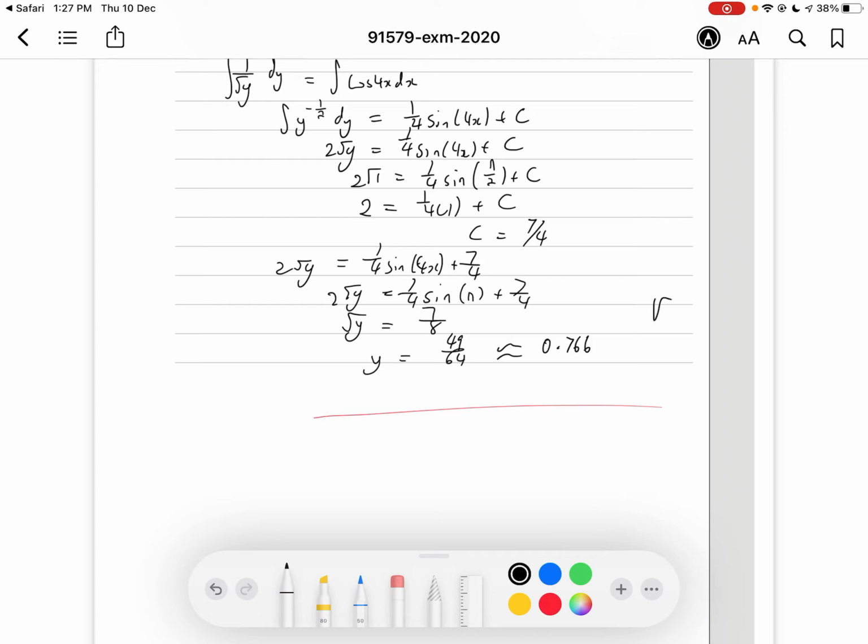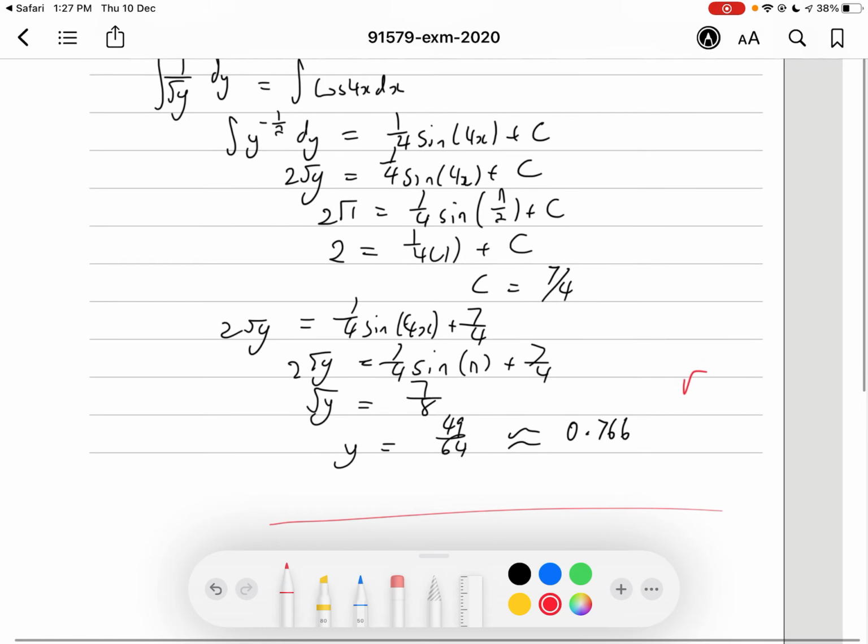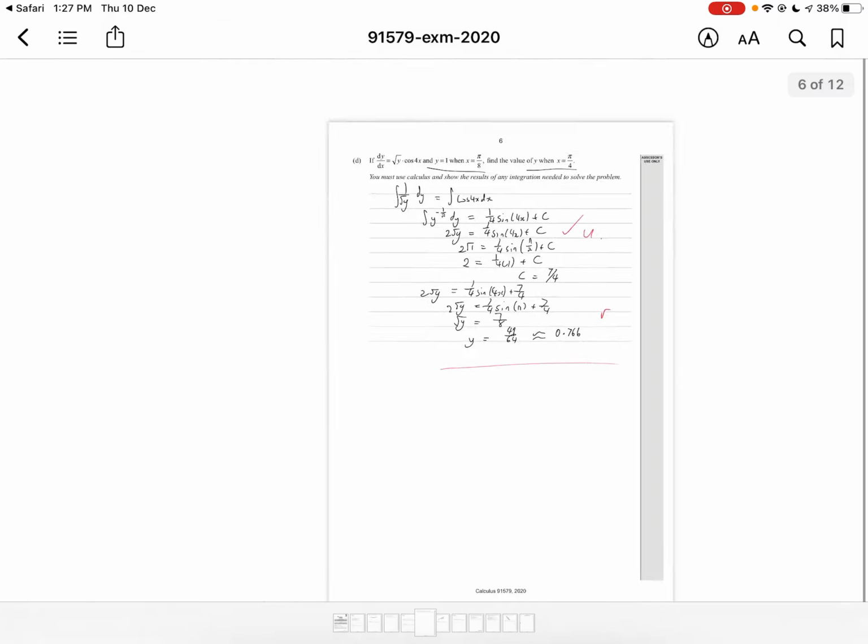This is again a merit level question, and you can get an achieved by finding the correct integral on both sides. So the correct integral on both sides will get you an achieved. So up to this step here has an achieved.